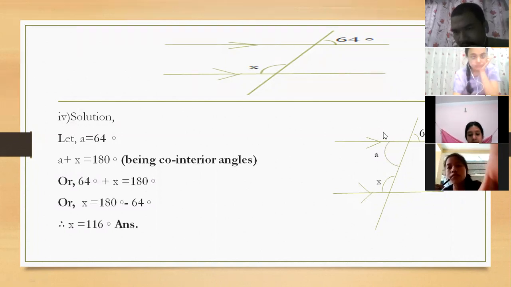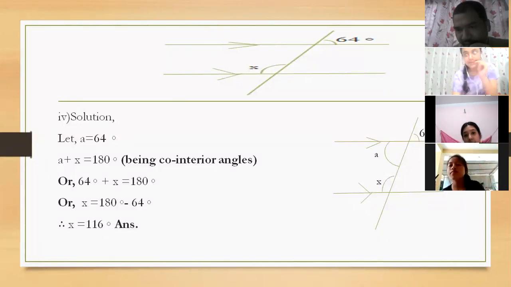Can you tell? Simrika, can you tell? Simran, can you tell? Vertically opposite angle. Very good, very good. Vertical opposite angle, very good. A equals 64 degrees. A equals 64 degrees, being vertically opposite angles.